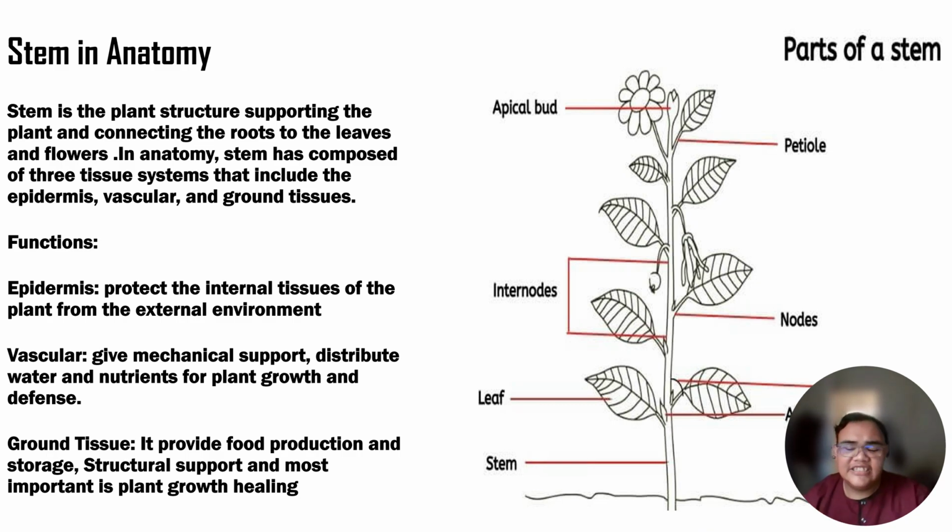So, is tissue system also important? Yes, of course, because it's crucial for its overall function and survival. Not only that, it also can cover and protect the plant from danger.